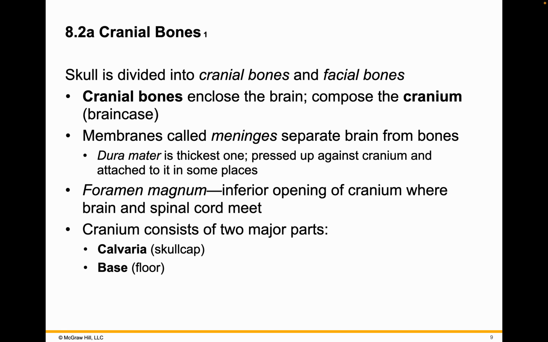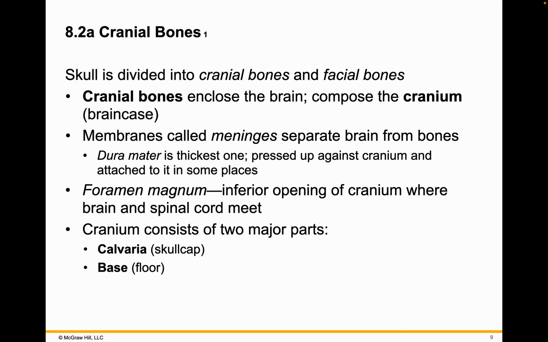The cranial bones would be one of the sets of bones that make up our skull, the cranial and facial. The cranial bones enclose the brain and compose the cranium, which is a brain case. There are membranes called meninges that separate the brain from the bones themselves. The dura mater is the thickest one. That is the outermost one. It goes against the cranium and attaches to it in some places. There's a very large hole coming from the cranial bones called the foramen magnum, where the brain and the spinal cord meet.